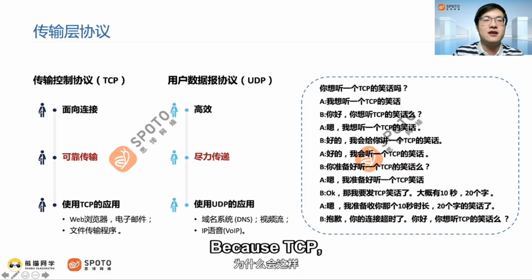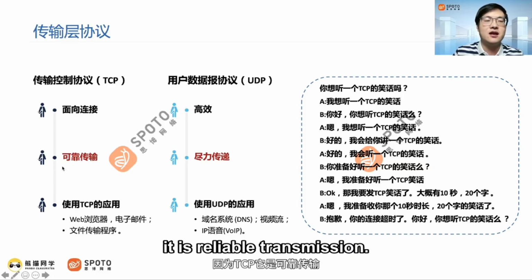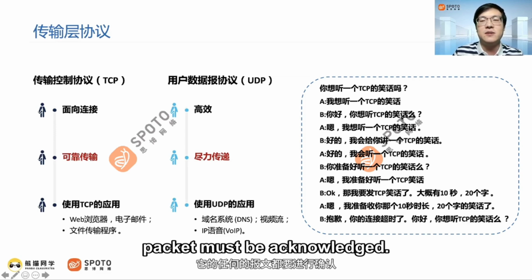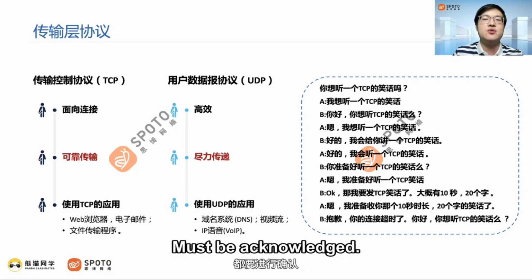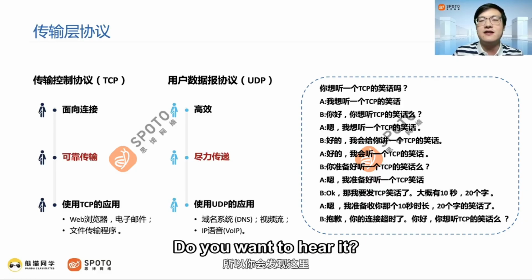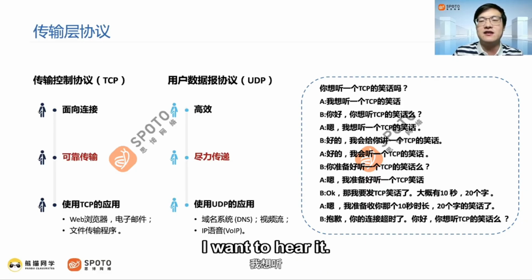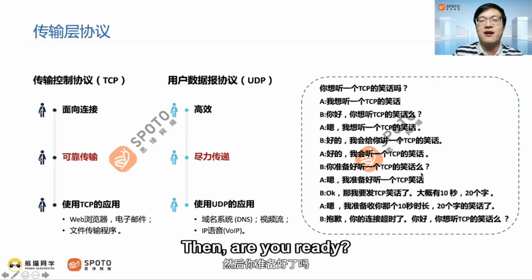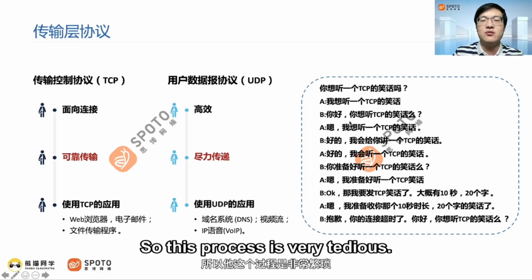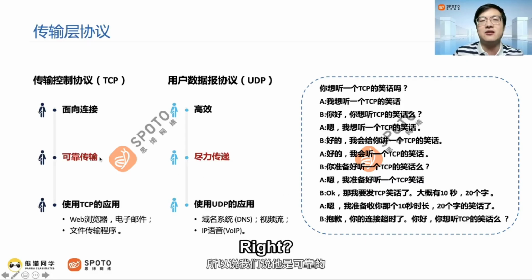Why does this happen? Because TCP is reliable transmission. Every single transmission packet must be acknowledged. So you'll find here: do you want to hear it? I want to hear. I will tell you. Are you ready? I'm ready. It repeatedly confirms. So this process is very tedious. So we say, it is reliable, but it is not efficient.